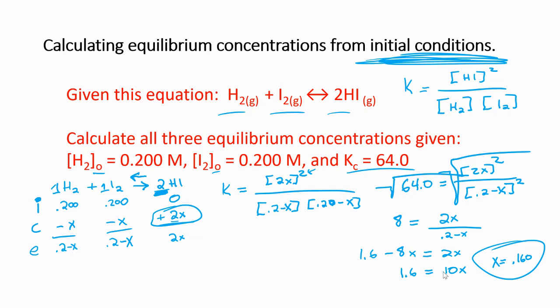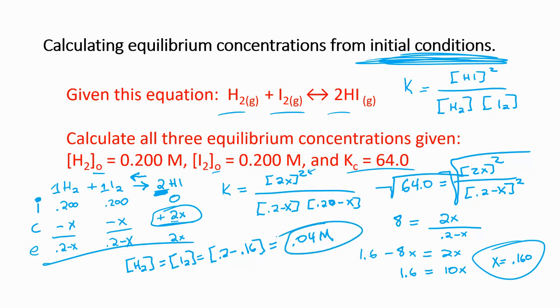The question was, what are the equilibrium concentrations? Well, I have to plug that x value back into my equilibrium conditions. So for H2 and I2, it's going to be equal to 0.2 minus x, which is 0.16. What does that come out to? That's 0.04 molar. That's our answer for our two reactants.